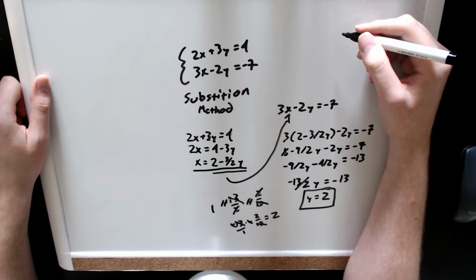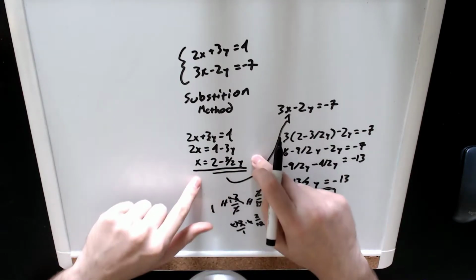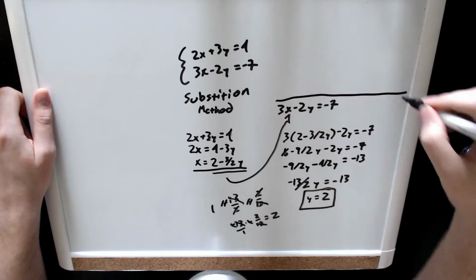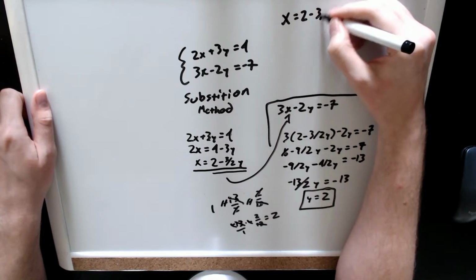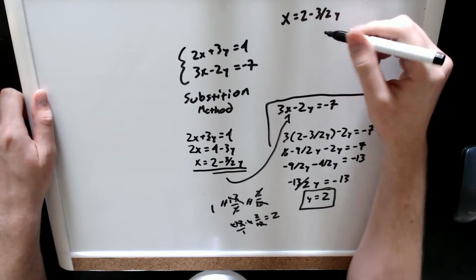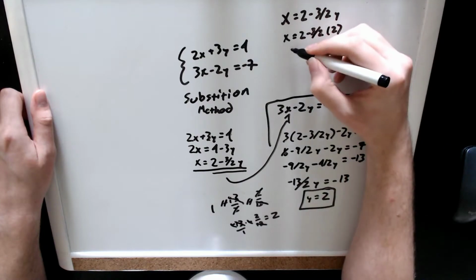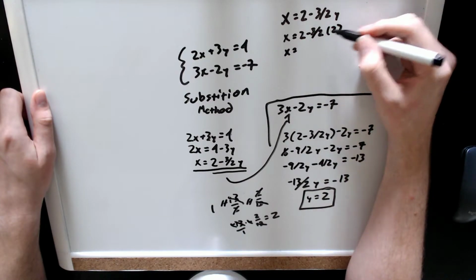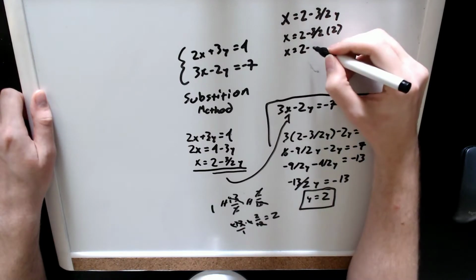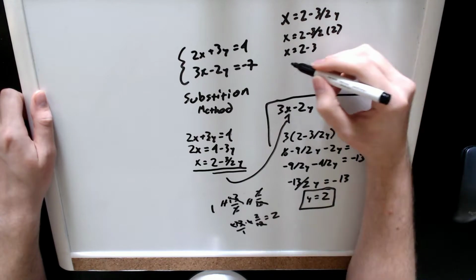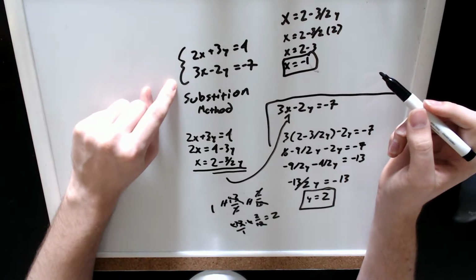But what is our x? Well, we can plug this value for y back in here. Forgive me, I'm going to go a little out of order and go up here. If we have x equals 2 minus 3 over 2y, but we know that y equals 2, we know that x equals 2 minus 3 over 2 times 2. Multiply 3 halves by 2, we get 3. So 2 minus 3 is negative 1, right?